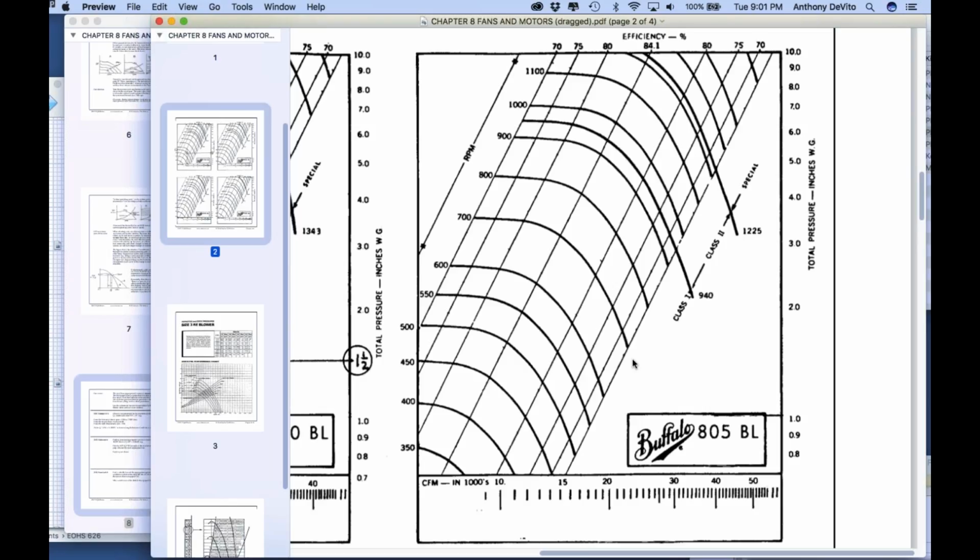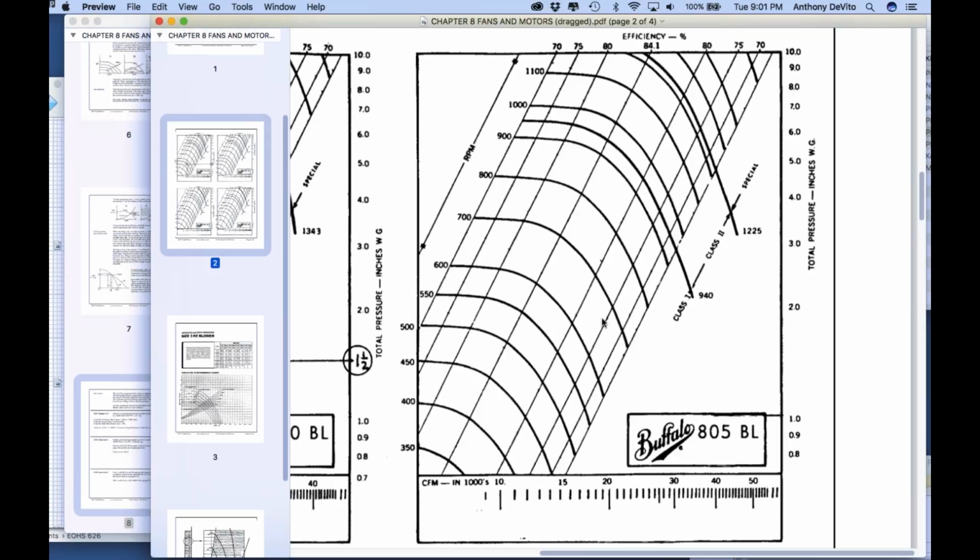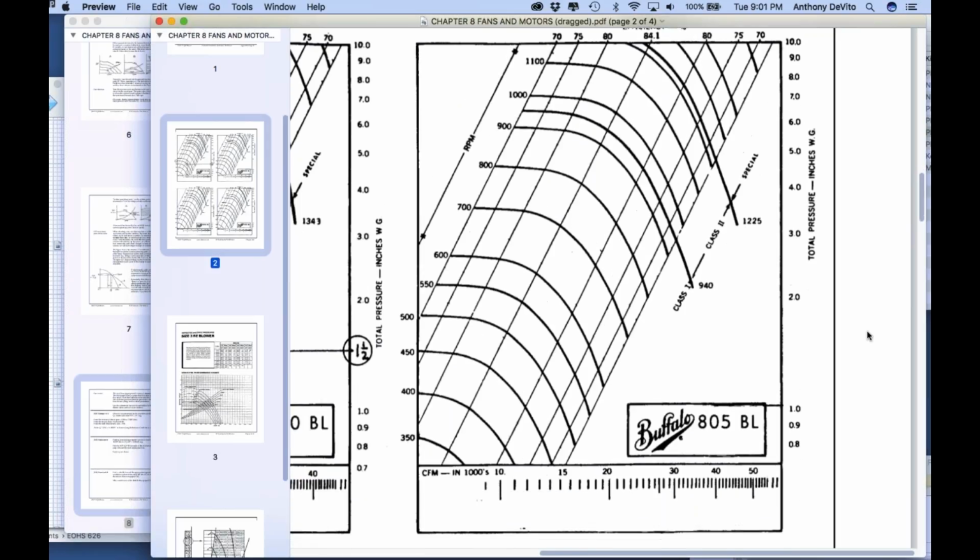Yeah, we're going to get to that in a second. So starting from the line that lines up with the CFM, and going to the right.